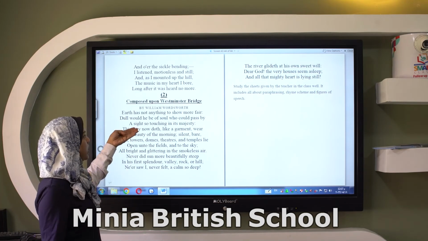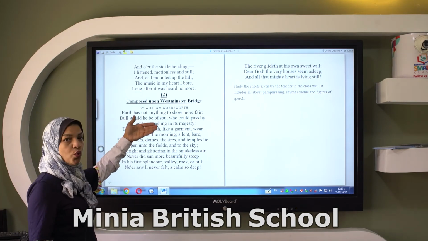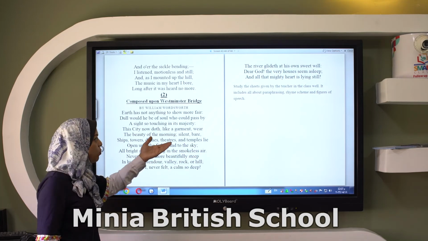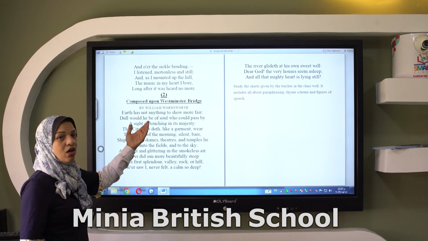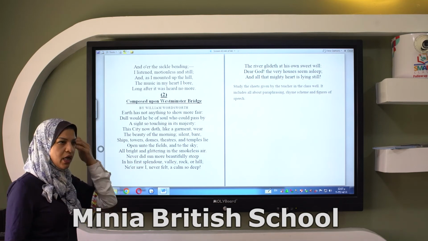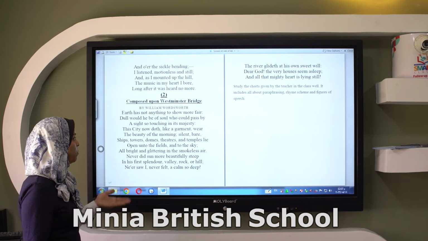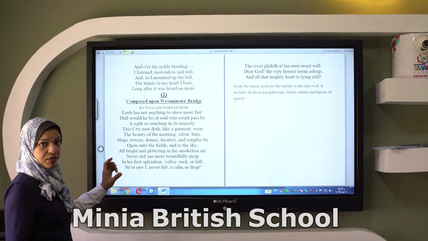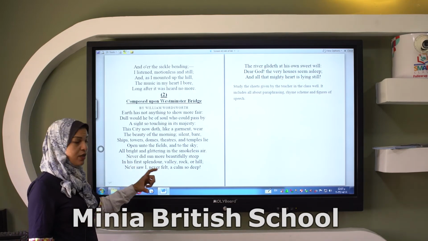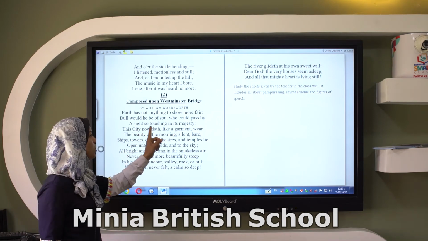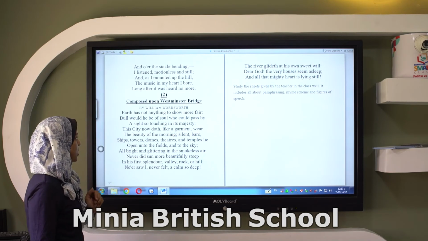He is saying that any person who would pass by this view and wouldn't feel it, it would be dull of him. And dull here means stupid. So any person who wouldn't feel the beauty of the view would be so stupid, saying that the view of the city of London at that time is so touching. A sight means a view, so touching in its majesty.